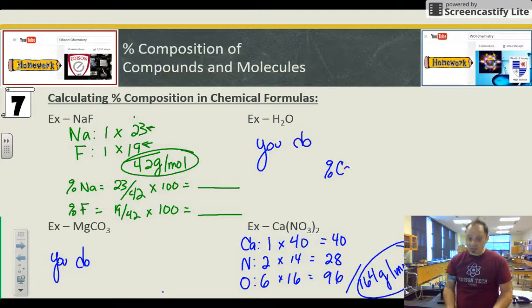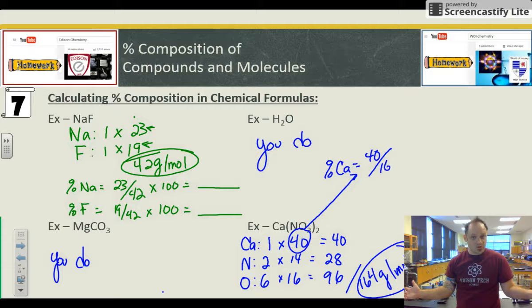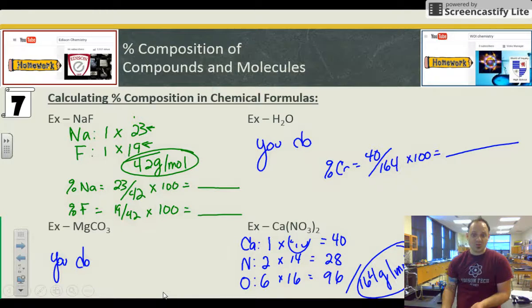To do the percentages, that's calcium: you take the part that was calcium, in this case 40, divided by the whole, 164, and then multiply that result by 100, equals the percent that was due to calcium. Next he's going to do the percent that was due to nitrogen, and the percent that was due to oxygen.